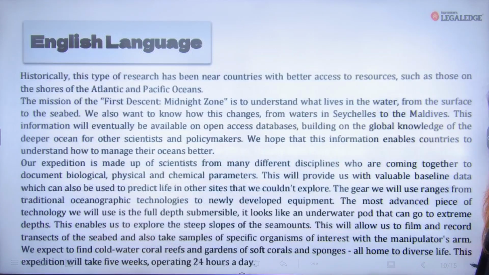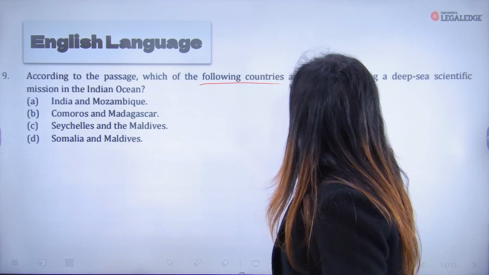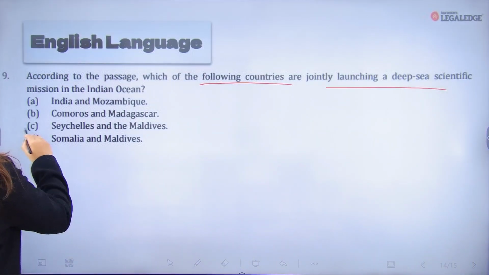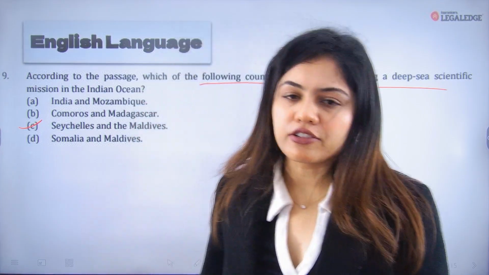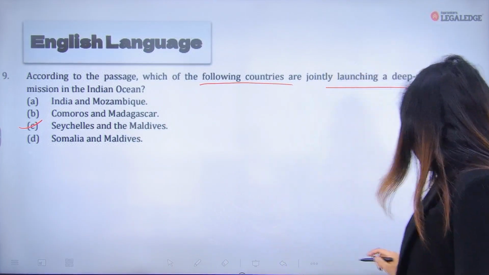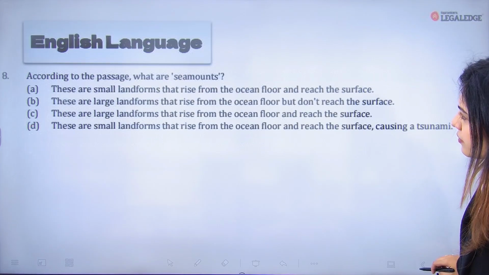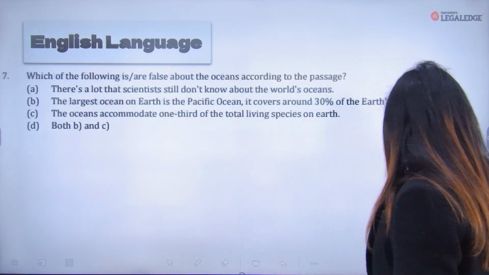I would like to take you there. So, following countries jointly launching a deep sea scientific mission, other than Seychelles and Maldives, they did not really talk about any other country. So, automatically the answer is C. And also this one, seamounts. What exactly are seamounts? So, please see the answer from here.